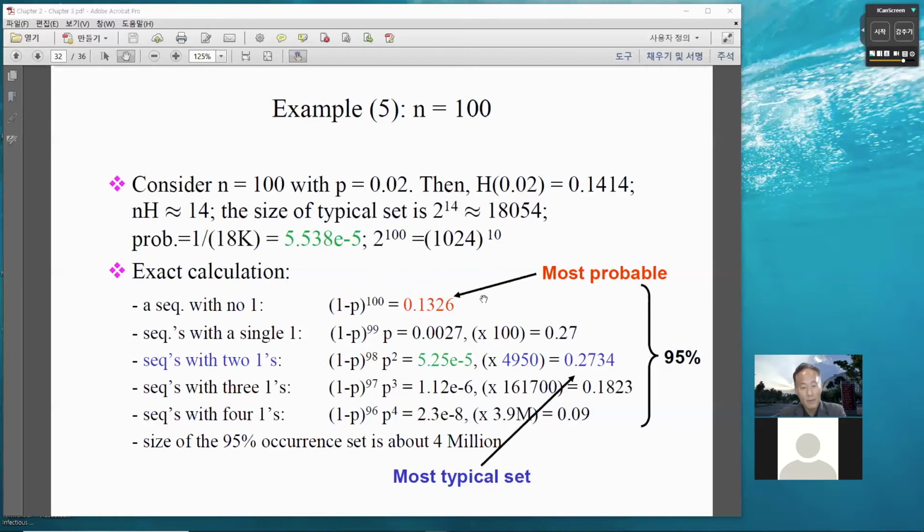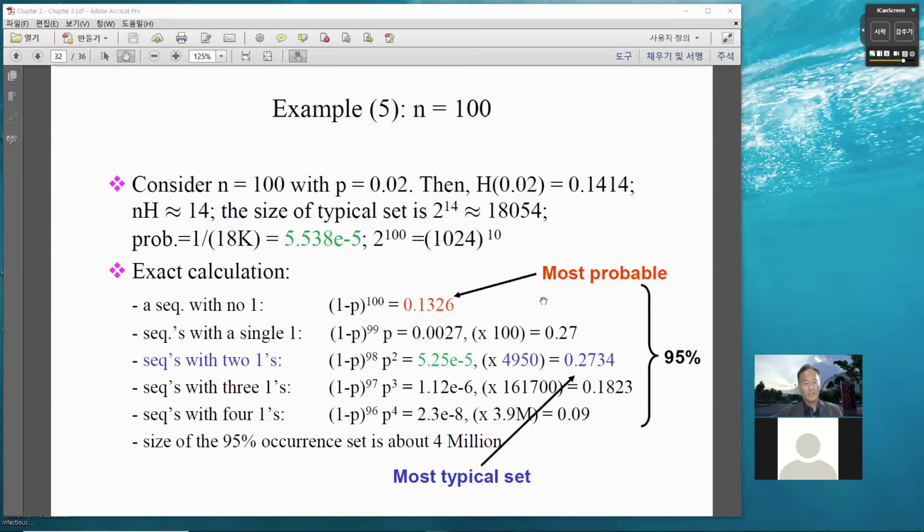The high probability set expands this way as you increase delta, but the typical set starts from here and then you expand out, right, this way as you increase epsilon. So those are the 2 sets, and how they are different.